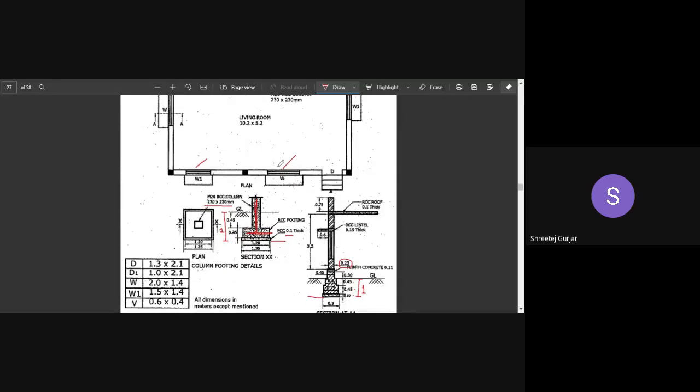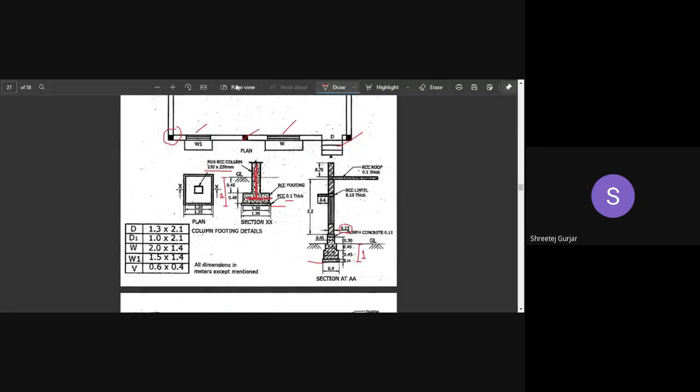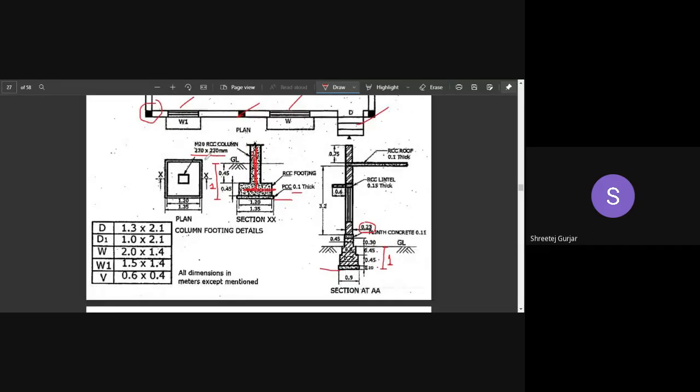Moving on to the next thing, let us look at how many columns you have. Number of columns: 1, 2, 3, 4, 5, 6, 7, 8, and 9. So 9 columns, remember. Then the size of the column is 230 by 230. This is the section of your RCC column.